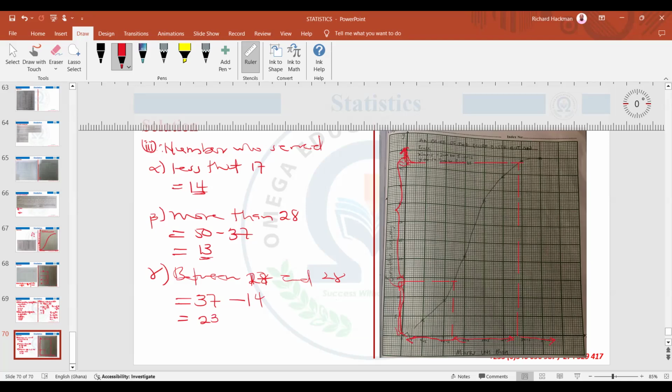I was disconnected, so I don't know where the 37 came from. The reading for the 28 mark or score: remember, you trace and you read. If we are looking at between, it will be the upper value here minus the lower value, and that's what we have here. The upper reading minus the lower reading, as simple as that. Is my point well made?